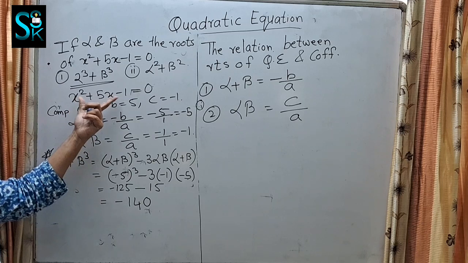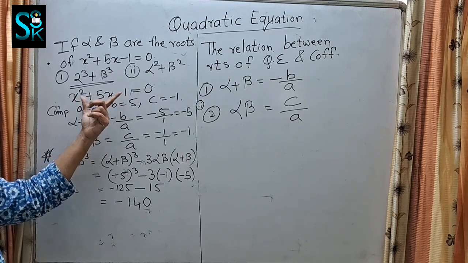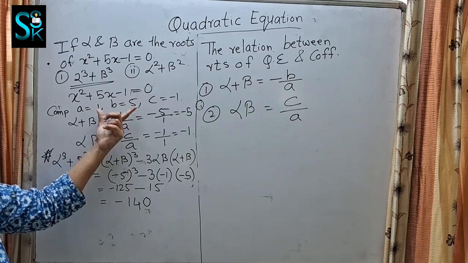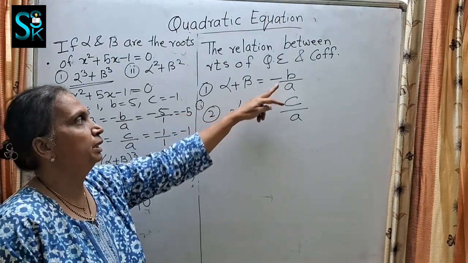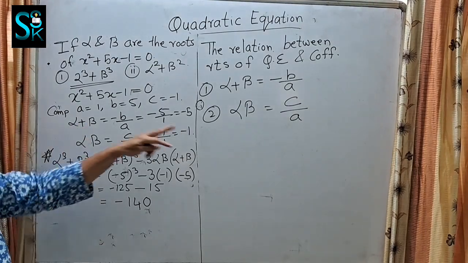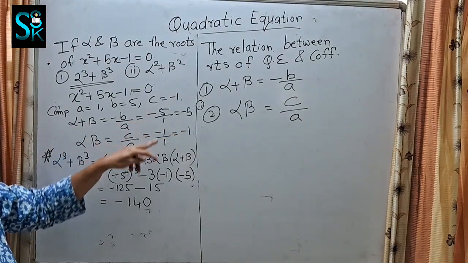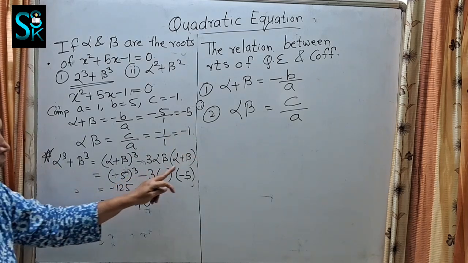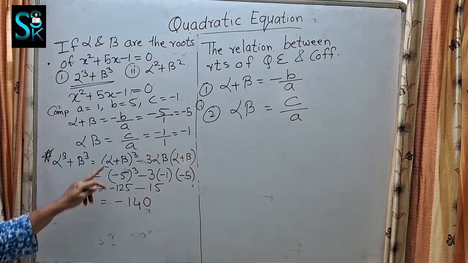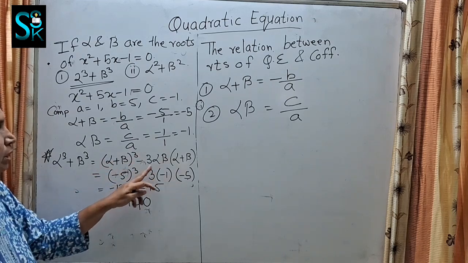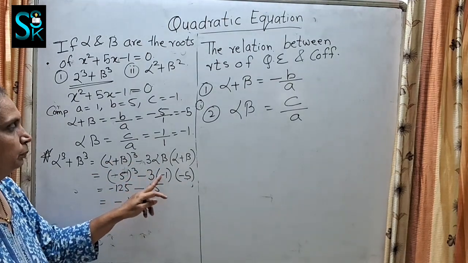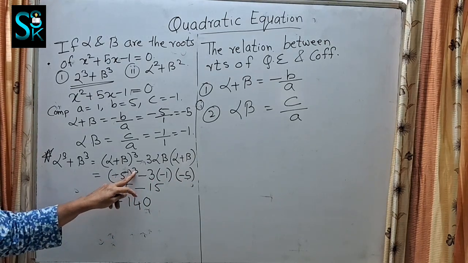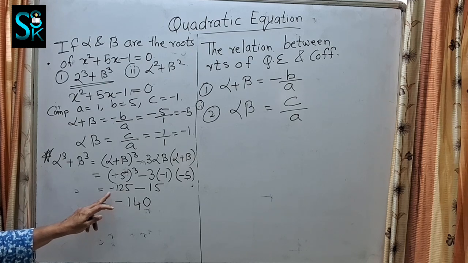For this, what we have done, first we saw that it is in standard form. Then we have compared it. We have written a, b and c. The reason behind, you want alpha plus beta, that is minus b upon a, and alpha into beta, that is c upon a. We just substituted the values. We got minus 5 and minus 1. We wrote the formula for alpha cube plus beta cube, and we just again substituted. Here it is minus into minus plus, plus into minus is minus. And always remember, when it is minus and the power is an odd number, the answer will always be negative.